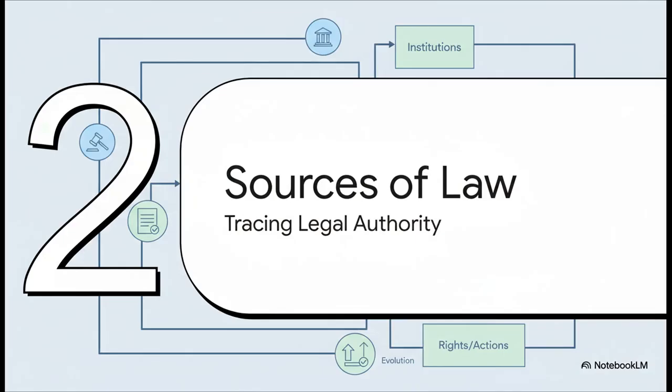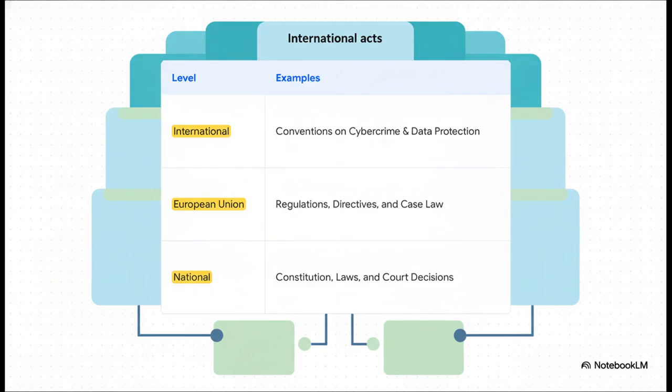All right, that brings us to our second major topic. Now that we understand what information law does, the next logical question is, where does it come from? We're going to trace the sources of information law to understand the origins of its authority. The sources of authority here are distinctly multi-layered, forming a clear hierarchy.